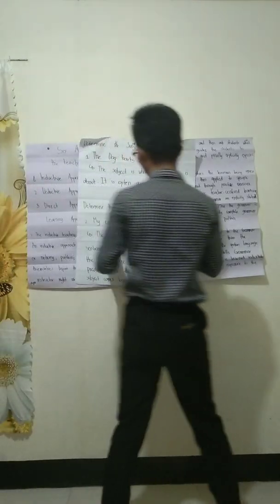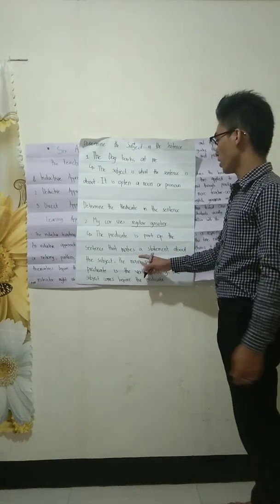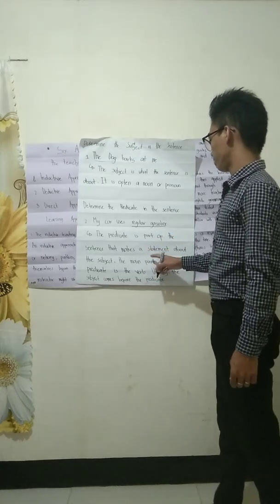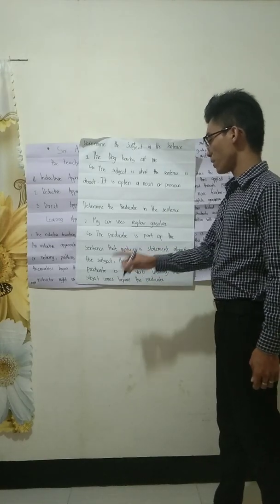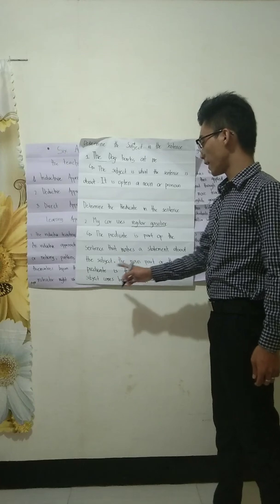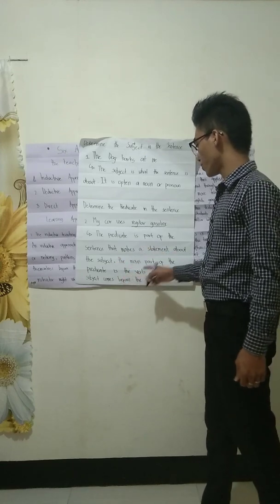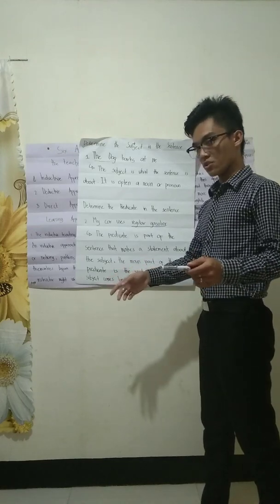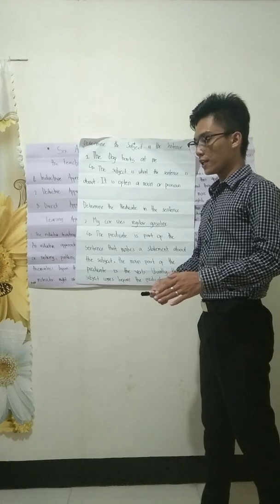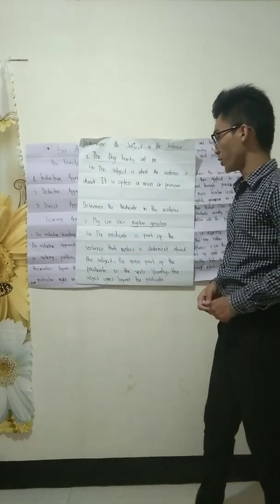So when I talk about the predicate, it is the part of the sentence that makes a statement about the subject. The main part of the predicate is the verb. Usually, the subject comes before the predicate. So, meaning to say, the predicate is the one who receives the action. And usually, the subject comes before the predicate.